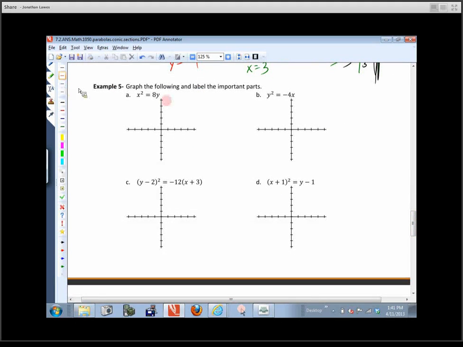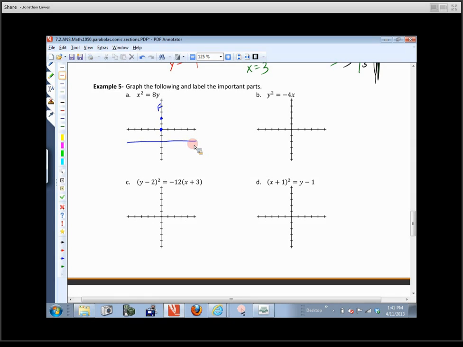Okay, so let's take a look at this one right here. This one opens up. Vertex is at 0, 0. What's A? A is 2. So we're going to go up 2. There's the focus. We're going to go down 2. There's the directrix.